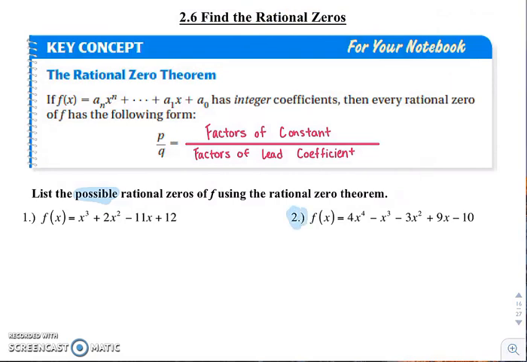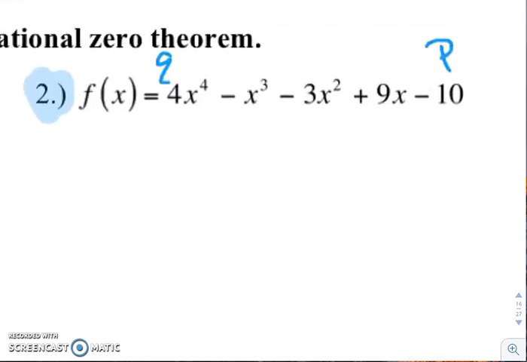f of x, remember, just is y. It says list the possible rational zeros of your function f using the rational zero theorem. So the factors of our constant, the constant is the number by itself, and the factors of the lead coefficient is the number attached to your variable with the highest exponent. So we need to list factors of 10 over factors of 4.